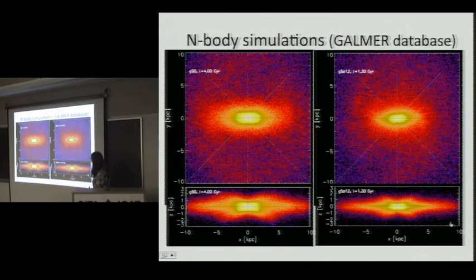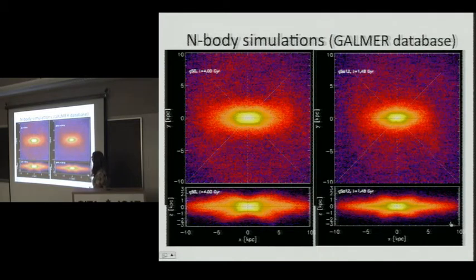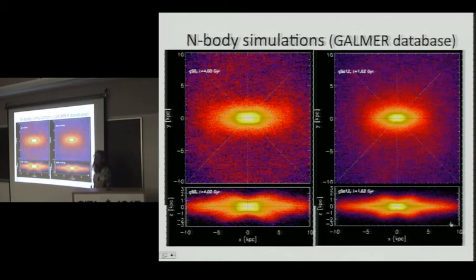How many orbits? So these are running for a couple gigayears, so I don't know how many orbits that is. It's quite a few. What are the initial conditions? Oh, right. So these are not my simulations.